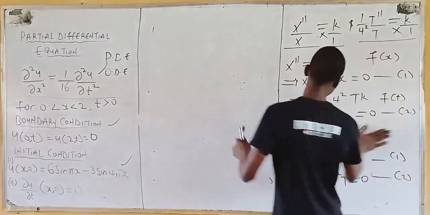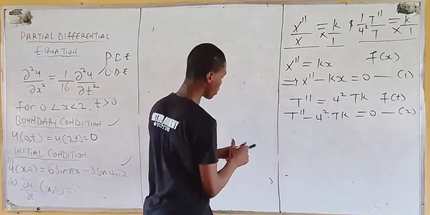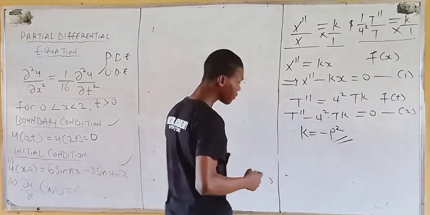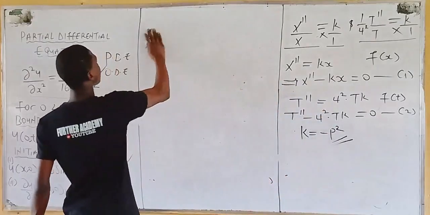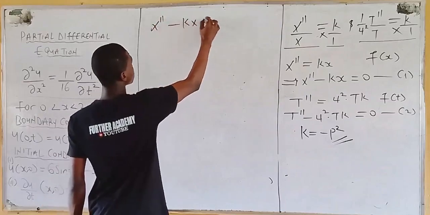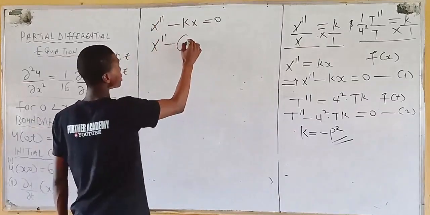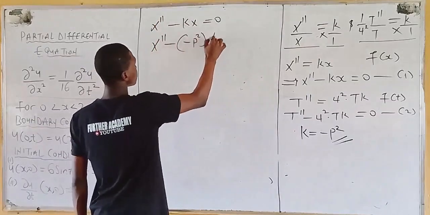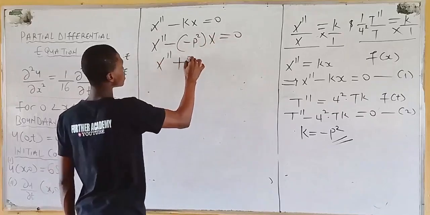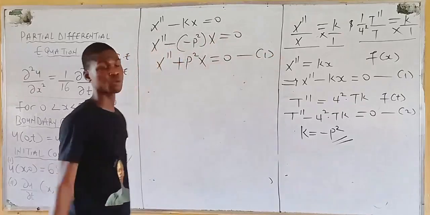Let me even work it out, because some people might not understand. From here we said k equals negative p squared. If k is equal to negative p squared, I have X prime prime minus kx equals 0. Meaning X prime prime minus, in brackets, negative p squared multiplying x equals 0. I then have X prime prime plus p squared multiplying x equals 0. This is our new equation 1.